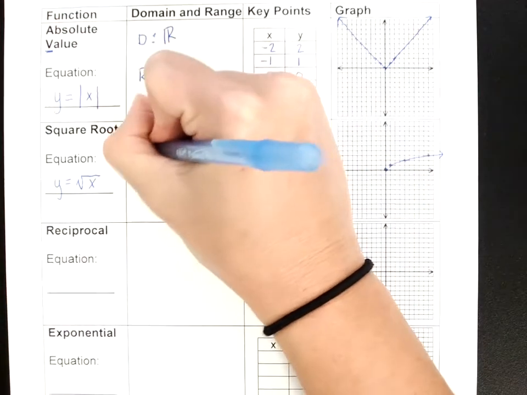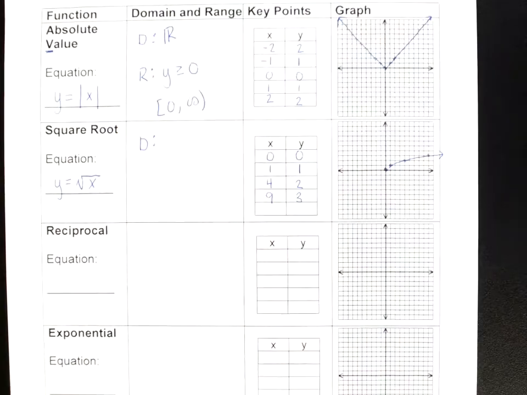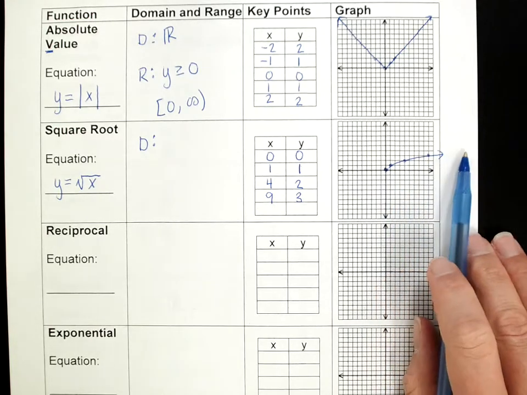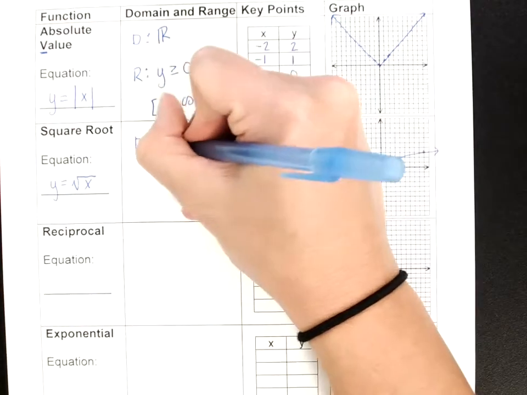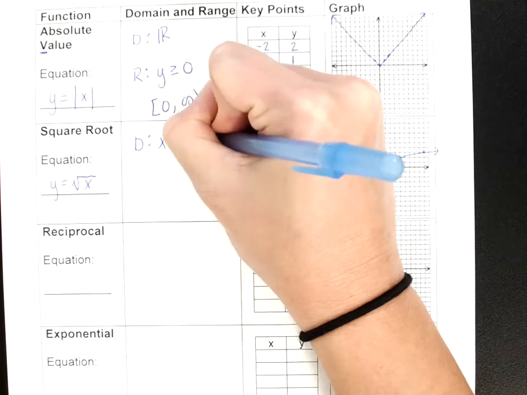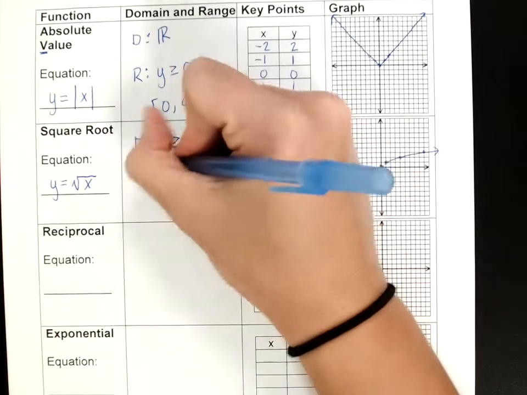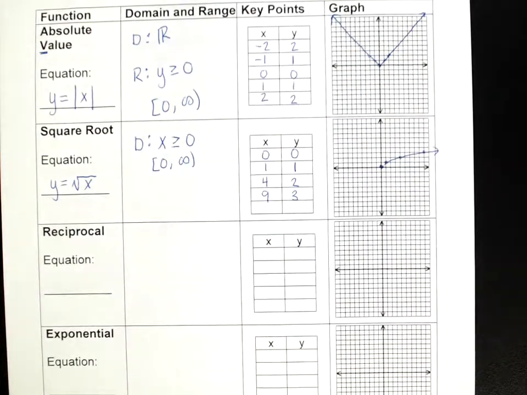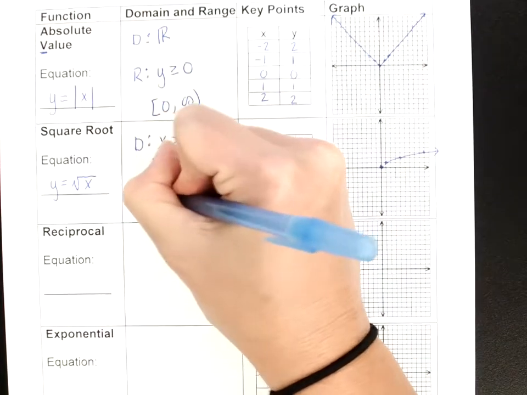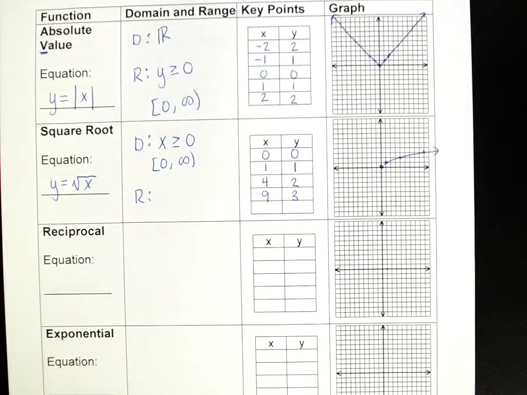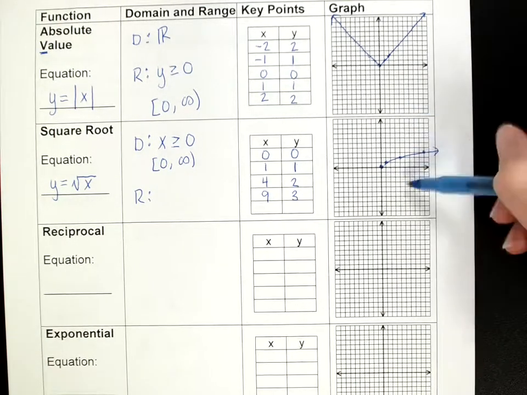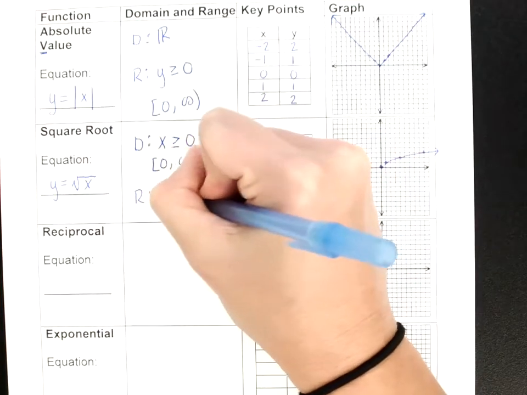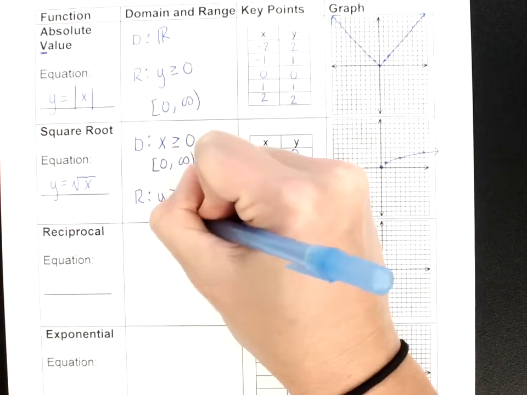For our domain, we've already pointed out the fact that I can't take the square root of a negative number. My graph is only going in the right direction. So this is going to be x is greater than or equal to 0. Again, if you prefer interval, 0 to infinity. For our range for this function, again, I'm only getting positive output. It's only going up. It's going up very slowly, but it is going up. So y is greater than or equal to 0. Again, you could use interval notation if you prefer.